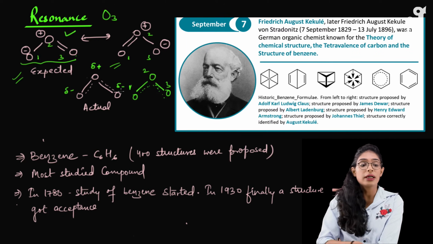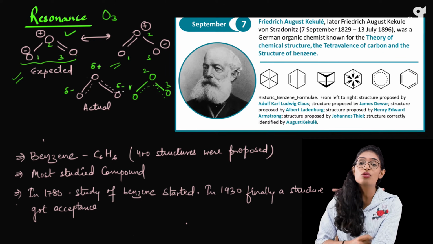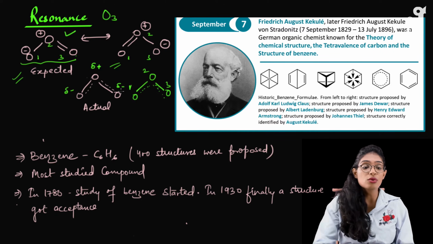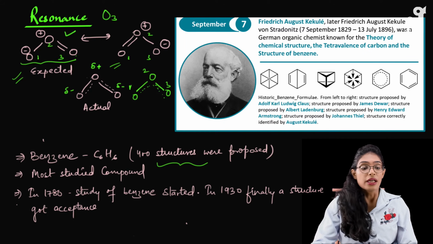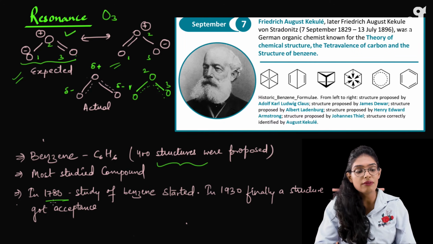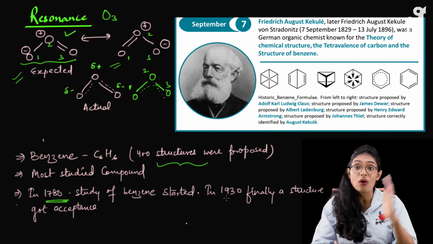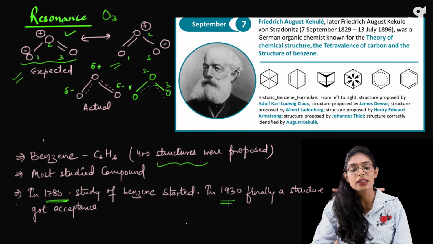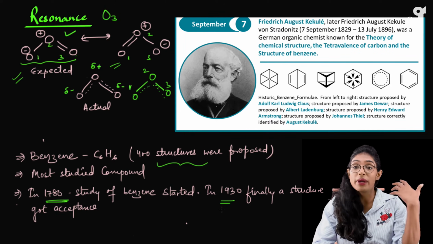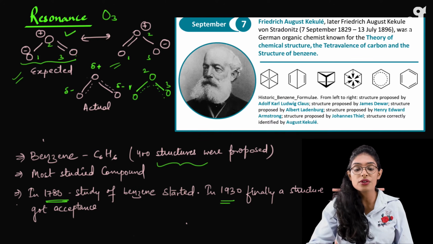In fact, benzene is the compound for which almost 400 structures were proposed by different scientists. Okay, so the study on benzene started in 1780, and after approximately 150 years, in 1930, we got the structure of benzene. There were many different scientists who had given us different structures.